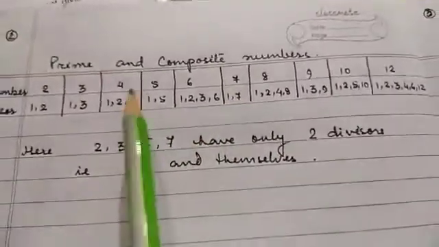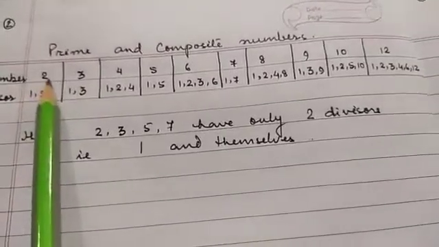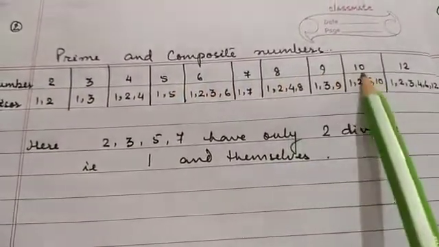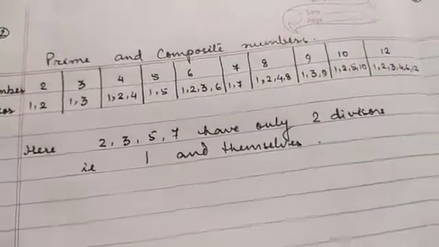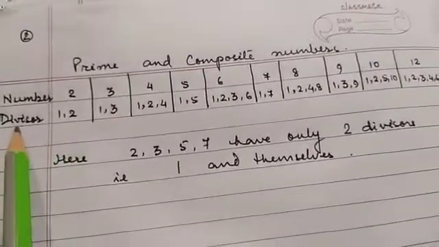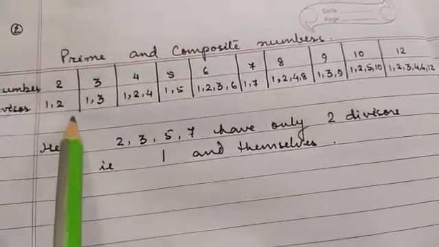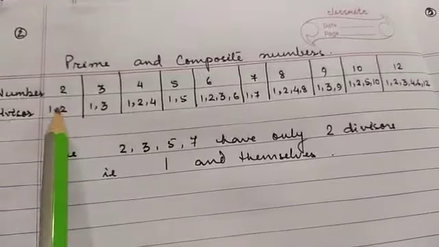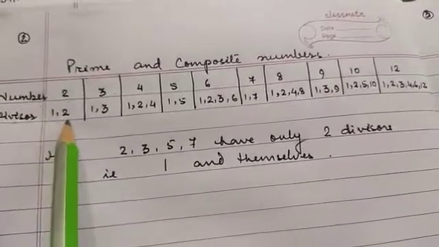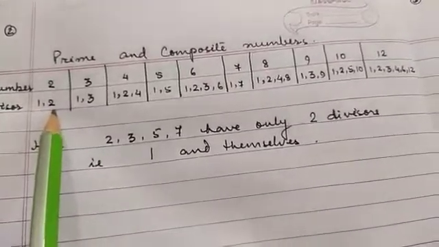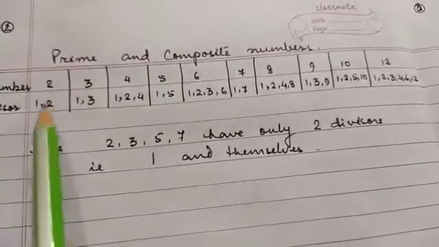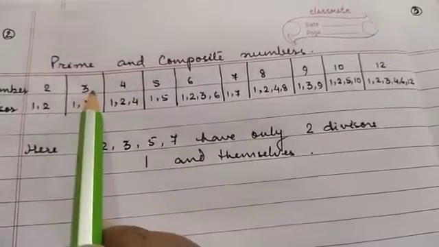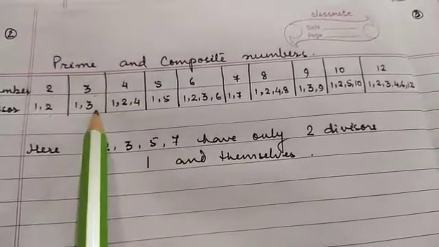Look at this table. Here I have taken numbers 2, 3, 4, 5, 6, 7, 8, 9, 10, 12. And I have written the divisors of these numbers, meaning which numbers can divide them. 2 is divisible only by 1 and by itself. So the divisors of 2 are 1 and 2.